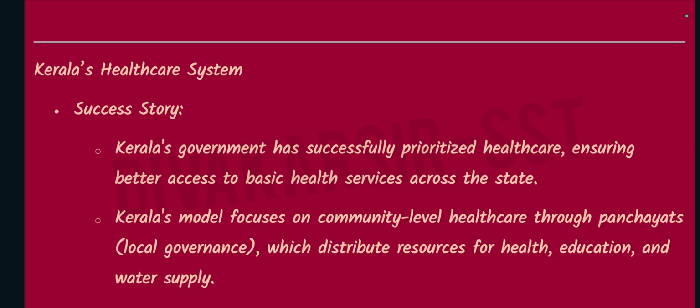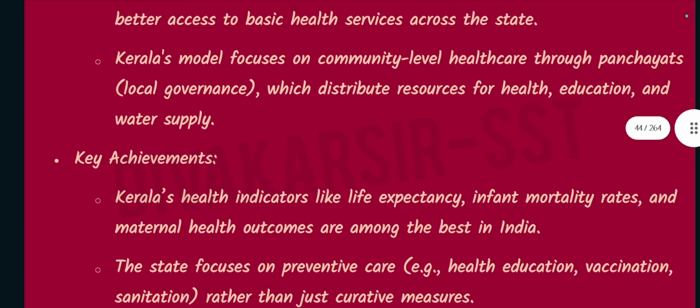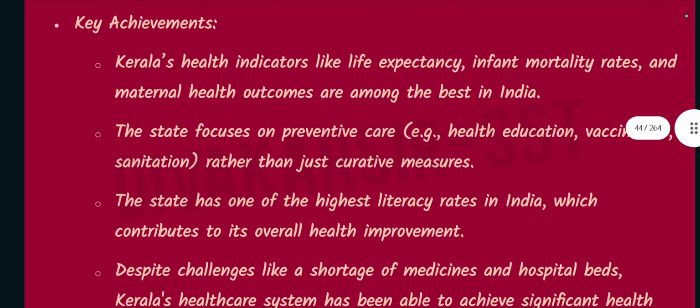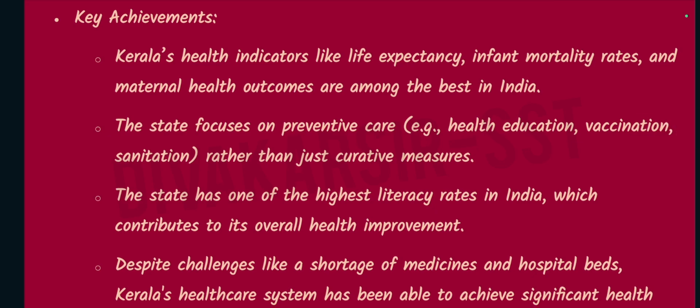Kerala's healthcare system. Success story. Kerala's government has successfully prioritized healthcare, ensuring better access to basic health services across the state. Kerala's model focuses on community level healthcare through panchayats, that is, local governance, which distribute resources for health, education, and water supply. Key achievements. Kerala's health indicators like life expectancy, infant mortality rates, and maternal health outcomes are among the best in India.